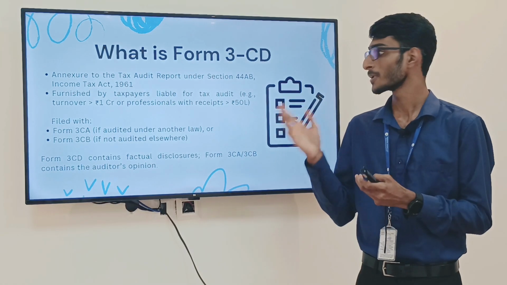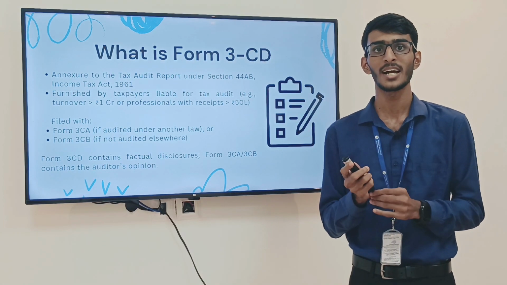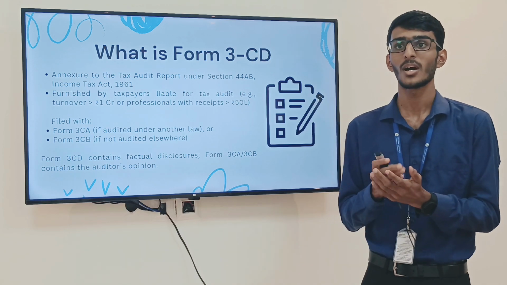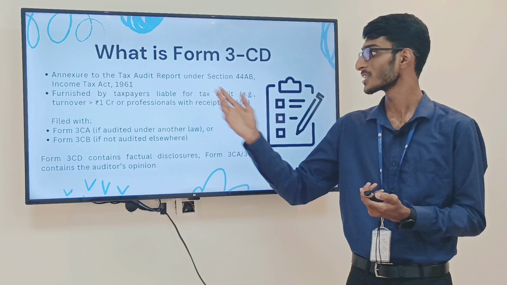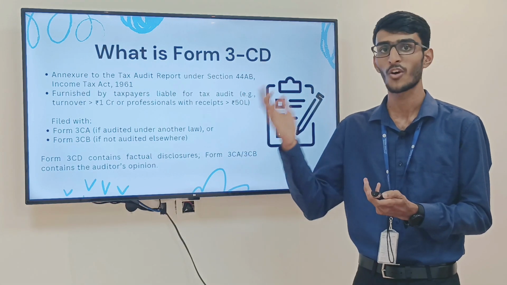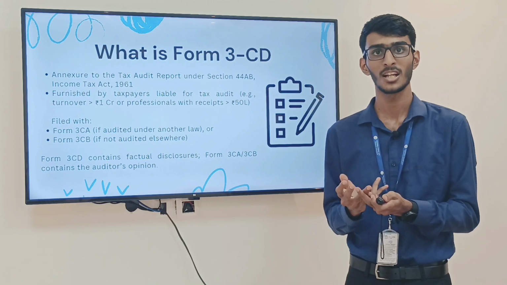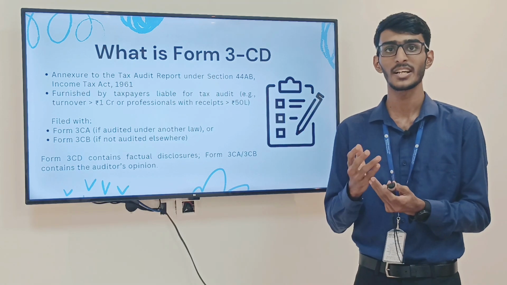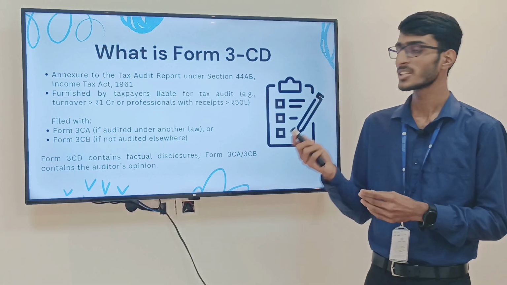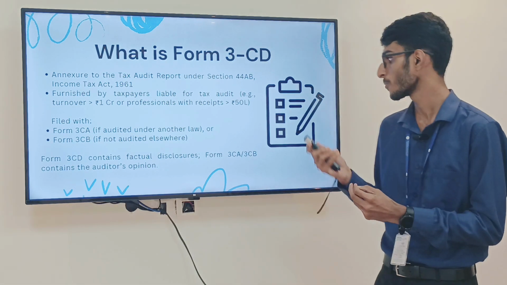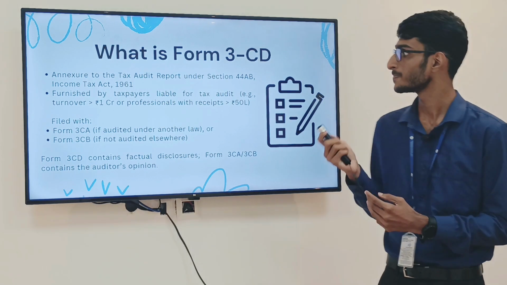Form 3CA is applicable only if there is an audit under another law. Let's say there's a company. A company has to have a statutory audit. As it is already being audited under a different law, it has to file Form 3CA along with Form 3CD. Let's say there's an individual. He is not liable for any company audit or an LLP audit, so he doesn't have an audit anywhere else. So he has to file Form 3CB along with Form 3CD. Form 3CD is nothing but a disclosure, whereas Forms 3CA and 3CB contain the opinion of the auditor.